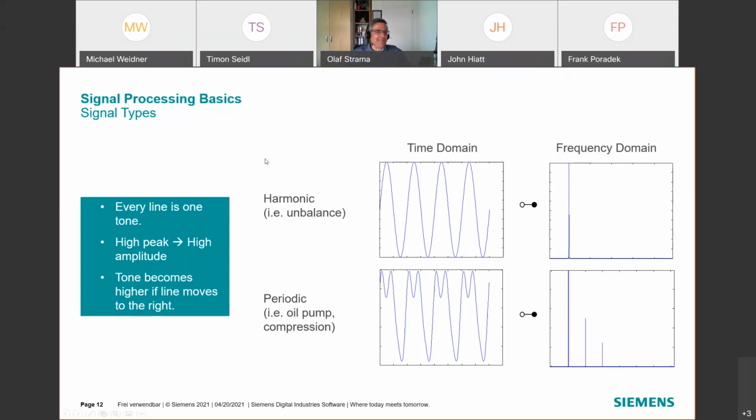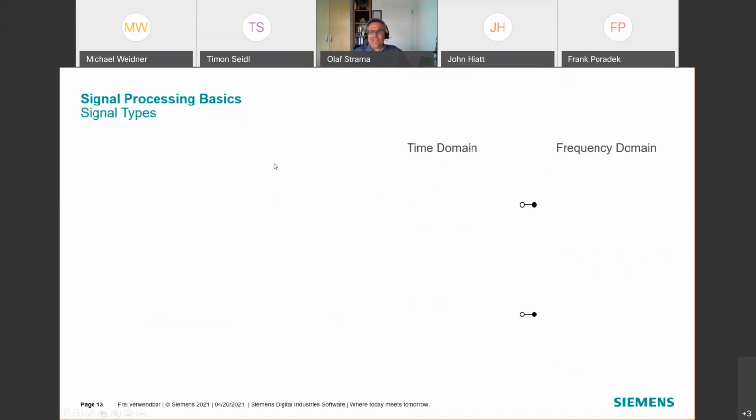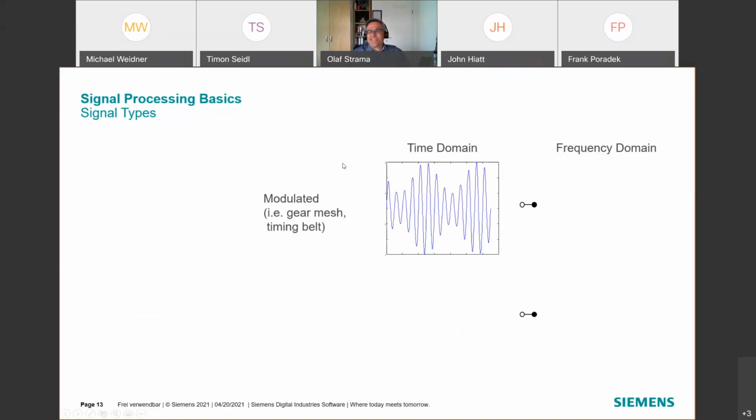And so some examples could help. And the next class of signals becomes a little bit more complicated. The modulated signal, if you remember the second session where we talked about this gear mesh behavior, there we have seen that if not every tooth is exactly the same as the other teeth in the tooth gear, then we have modulation.